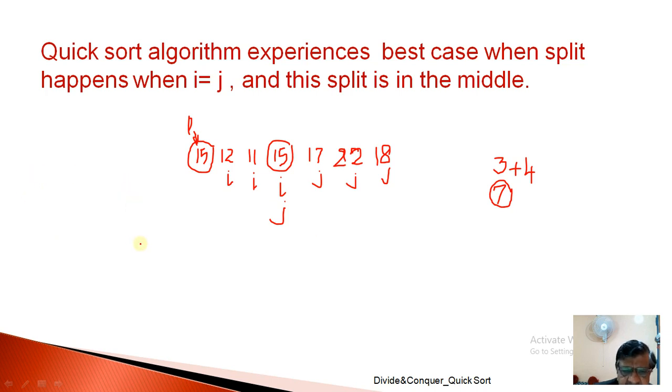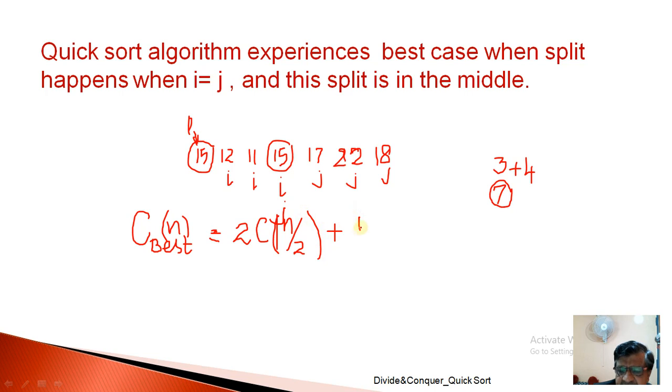We can write a recursive relation for this. Number of comparisons in the best case of quicksort algorithm, as a function of n, as a function of input size, equals as many comparisons as it is needed in order to split two sub arrays, each of size n by 2, because the split should happen exactly at the middle, plus n comparisons in finding such a split position.